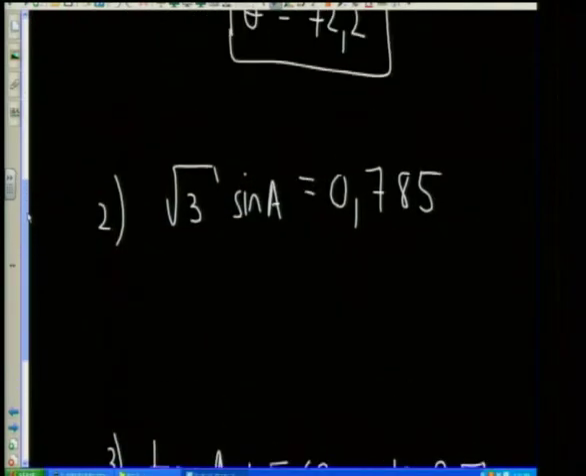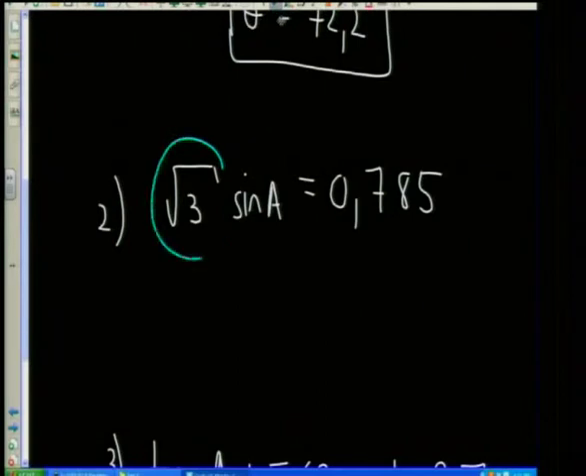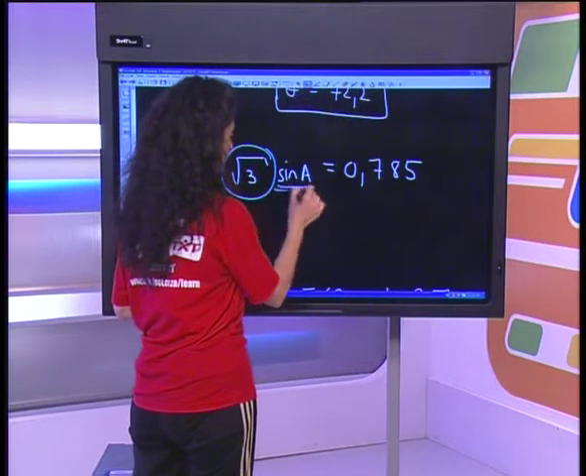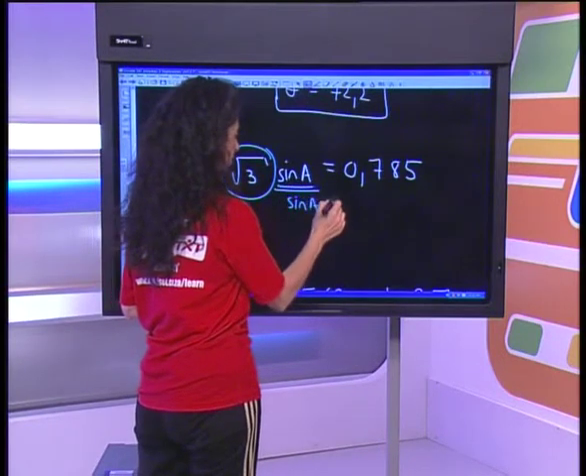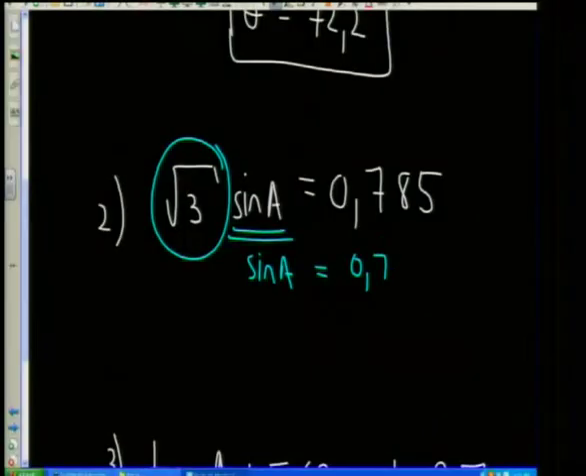Right, here we've got root 3 times sine A equals 0,785. And whereas earlier we had a denominator, now we have this ratio over here, or actually this coefficient, which is in the way. So we need to isolate sine A by taking that over and dividing both sides by root 3. So it's 0,785 divided by root 3. And now I know that my calculator is going to give me the angle, so I must just go to my calculator.